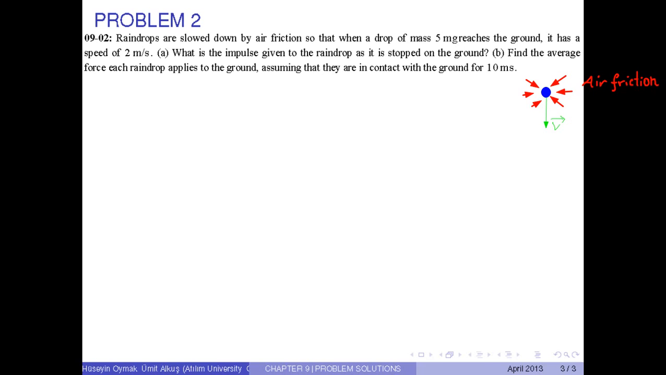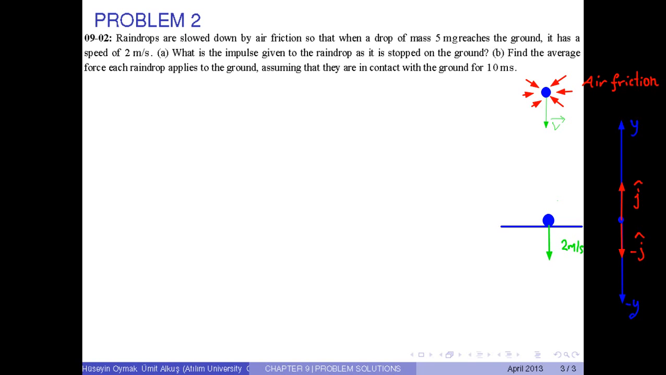Raindrops are slowed down by air friction so that when a drop of mass 5 milligrams reaches the ground, it has a speed of 2 meters per second. In part A, we will find the impulse given to the raindrop as it stops on the ground. In part B, we find the average force each raindrop applies to the ground, assuming that they are in contact with the ground for 10 milliseconds.